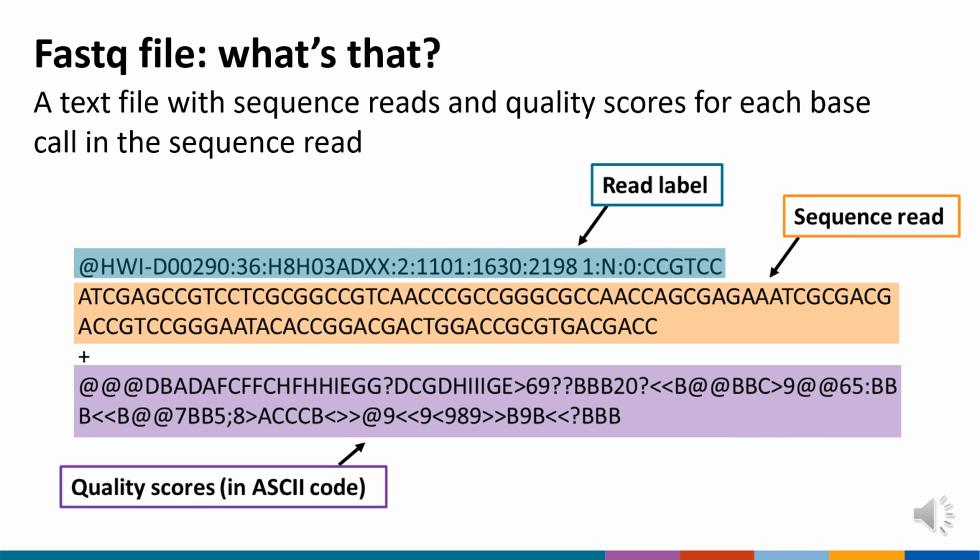The FASTQ file contains the WGS data that gets transferred to CDC for analysis. A FASTQ file is a text file with sequence reads and quality scores for each base call in the read. It has a label for an individual read, followed by the actual sequence read itself, and then the quality scores that are in a special code which can be translated to a number. The number reflects what percent of the time that base call is expected to be in error.